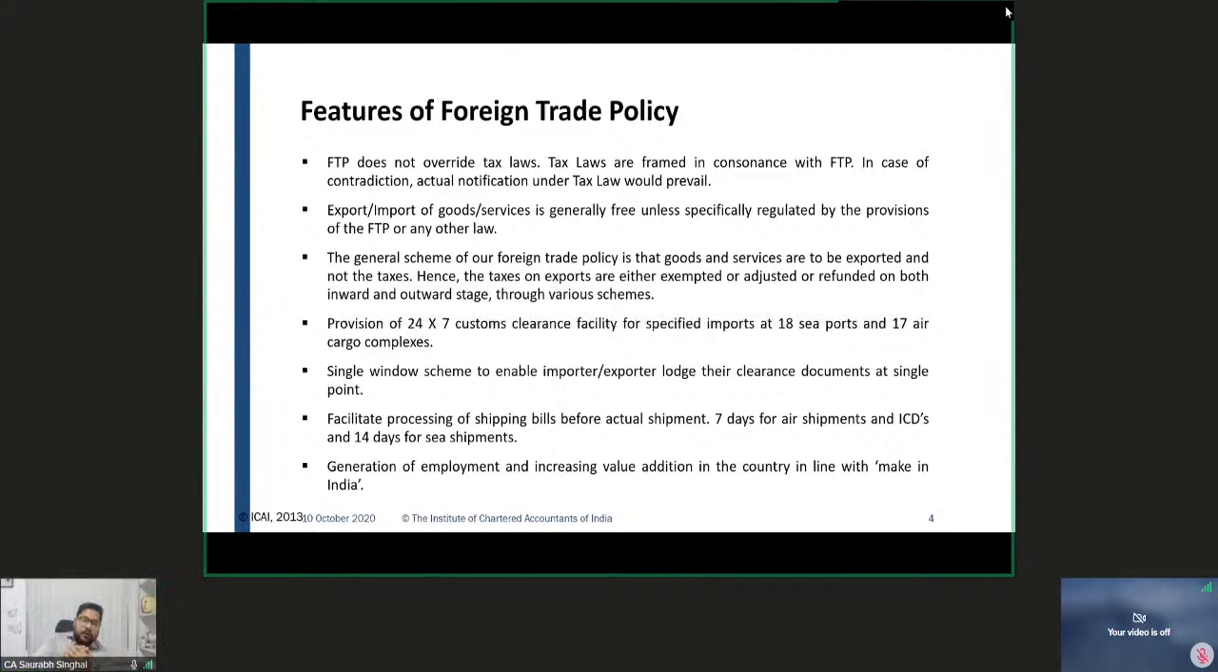Our foreign trade policy also provides for provisions wherein shipping bills can be processed before actual shipment. How is this relevant? Suppose I want to ship goods today.